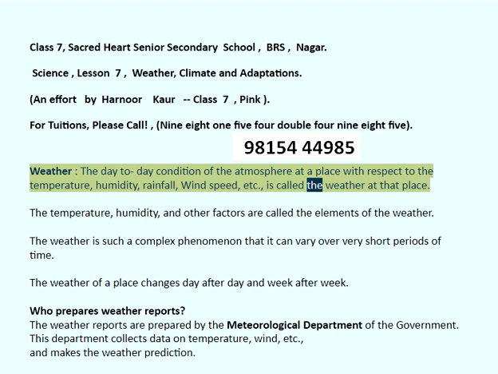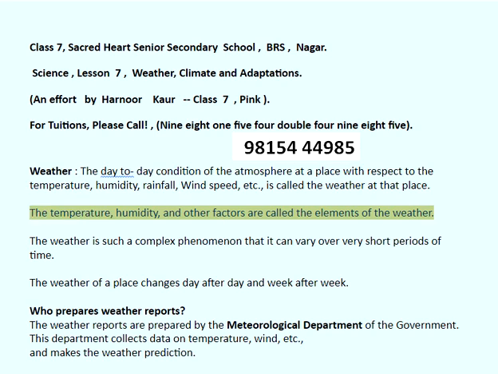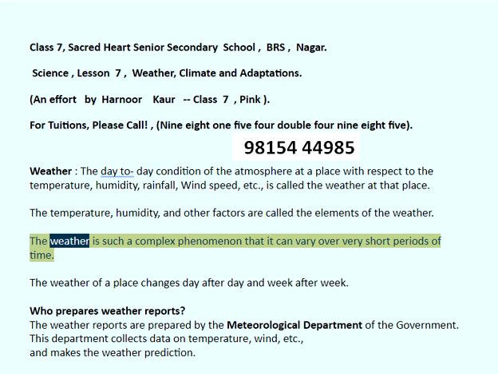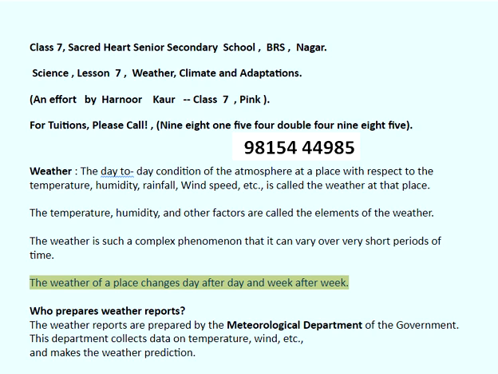The day-to-day condition of the atmosphere at a place with respect to temperature, humidity, rainfall, wind speed, etc., is called the weather at that place. The temperature, humidity, and other factors are called the elements of the weather. The weather is such a complex phenomenon that it can vary over very short periods of time. The weather of a place changes day after day and week after week.